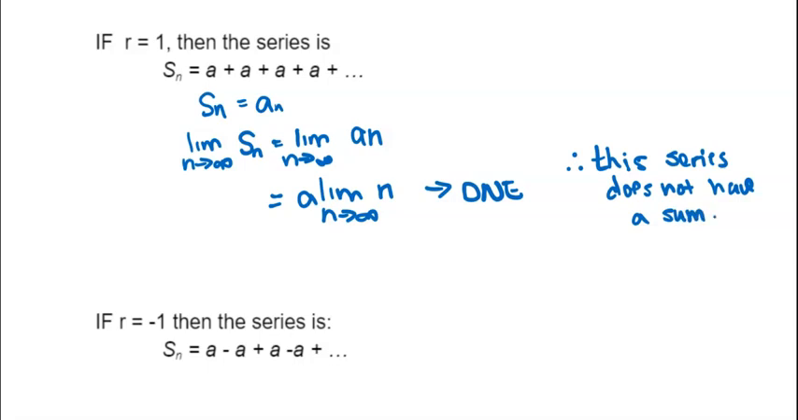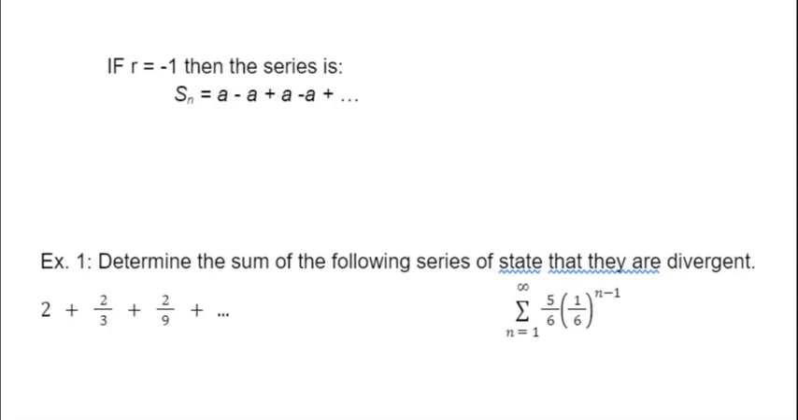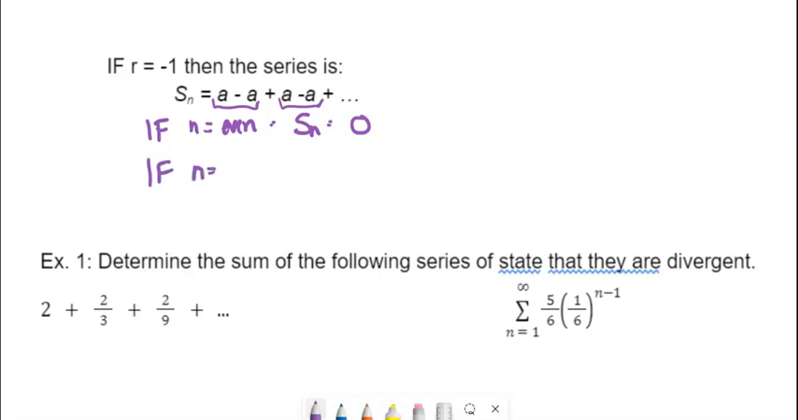So this is a constant series. Okay, what if r equals -1? So the rate is flipping back and forth between positive a, negative a, positive a, negative a. So this one is weird again, but different. So if the number of terms in this series is even, then the sum of that series will be 0 because I'll have an even number of pairs. But if the number of terms in this series is odd, then the sum of those terms will be a.